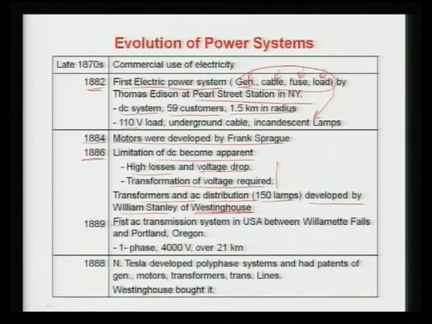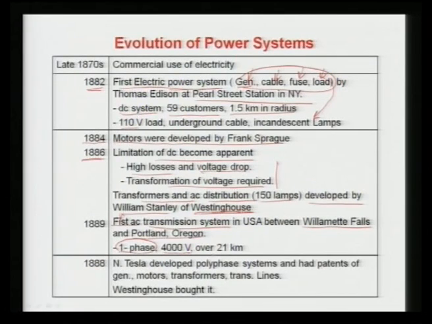So, this is the first AC transmission system, commissioned and operated between Willamette Falls and Portland, Oregon. This was single phase, as even at that time three-phase AC was not invented, and it was 4 kilovolts, feeding power over 21 kilometers. It was a bigger system, because with DC it was not feasible: over this much distance you would incur more loss and high voltage drop. So, in 1889 the first AC transmission system was operated.